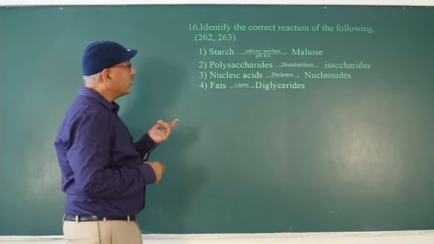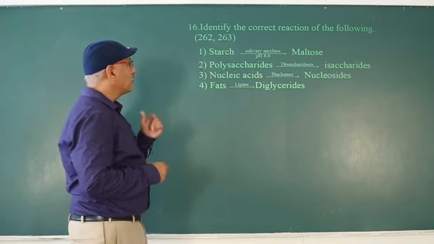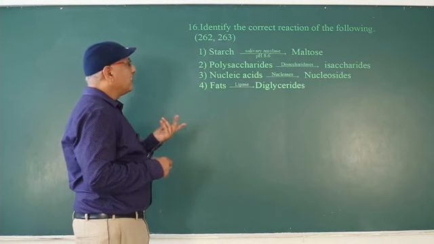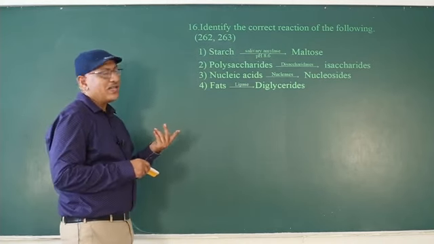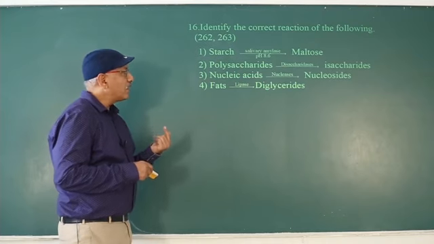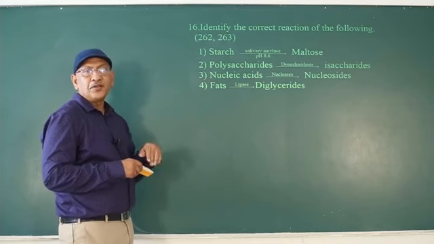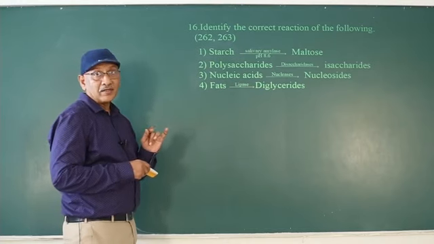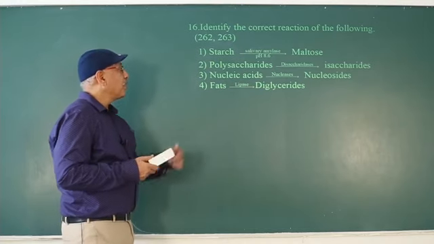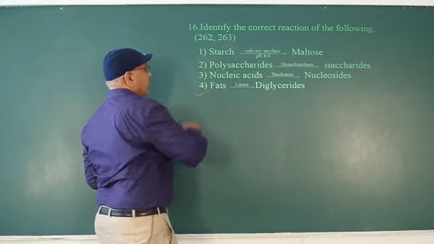Third, nucleic acids, nucleases, nucleosides. So nucleases means different enzymes: DNase enzyme, RNase enzyme. If they act on nucleic acids, they are converted into nucleotides only, not nucleosides. So that's why the answer is the fourth one.